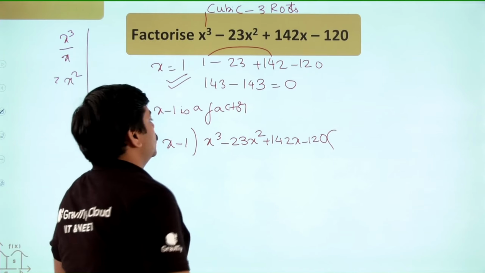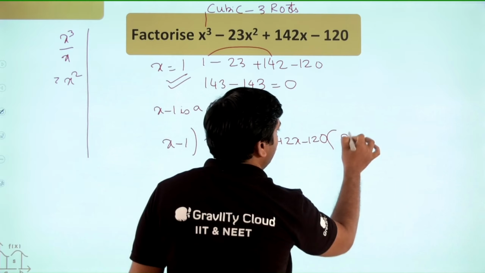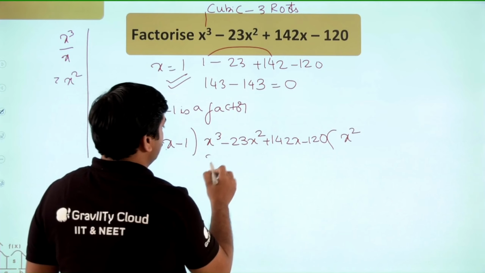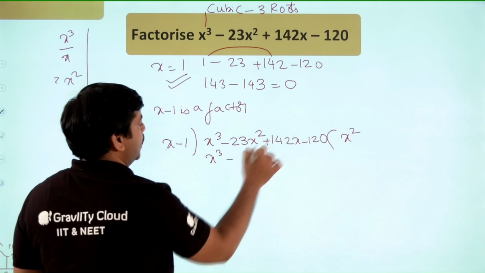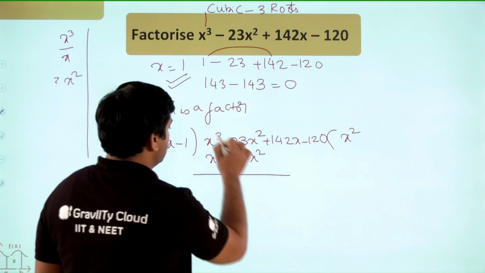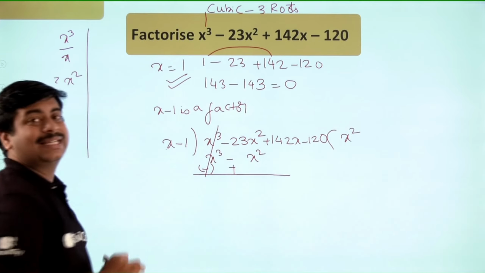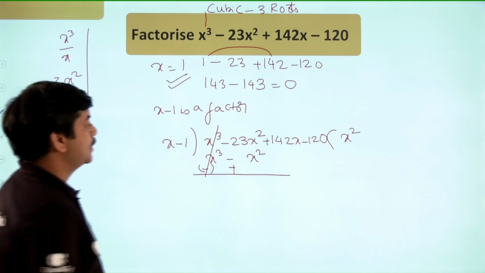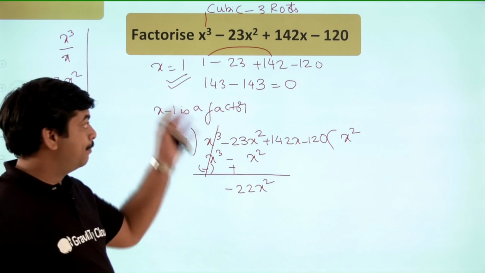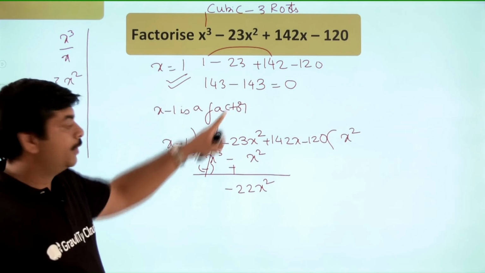So x cube minus 23x square plus 142x minus 120. What we can say, if we have x square here, so x into x square will become x cube, minus 1 into x square becomes minus x square, correct? So cancelling these two. Subtracting, x cube minus x cube is cancelled, minus 23 x square minus minus x square gives minus 22x square. People who didn't attend the previous class on division, please try to see that video, or else you will not understand what we are doing here.